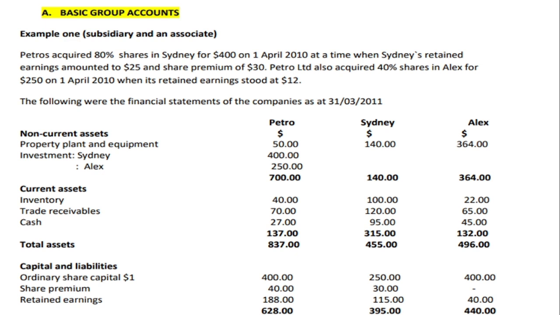Now, the whole purpose of consolidating is to be able to report as a single economic entity, meaning that you get the results of the parent company, you add the results of the subsidiary. So that put together, that's what we call group accounts or consolidated.